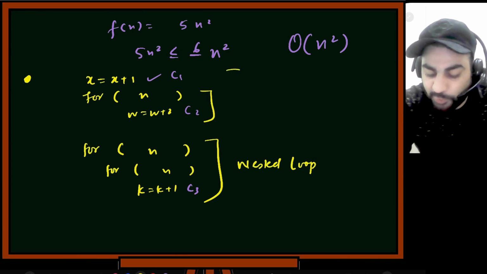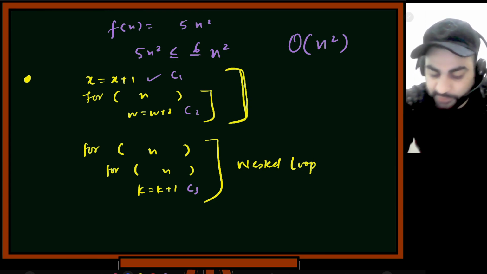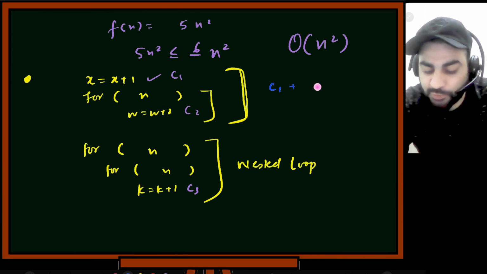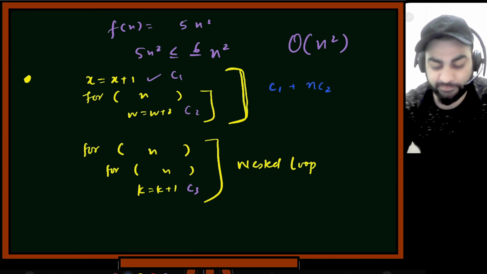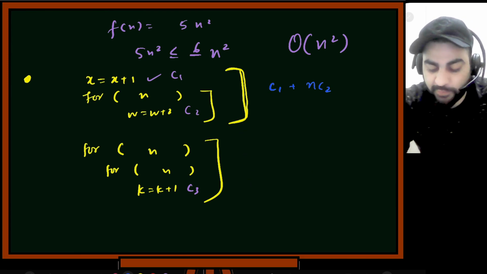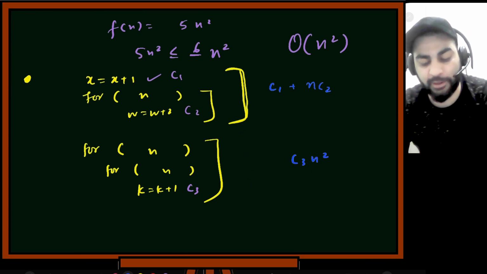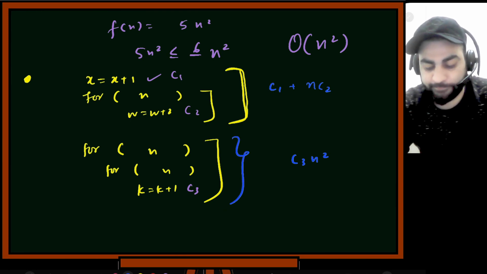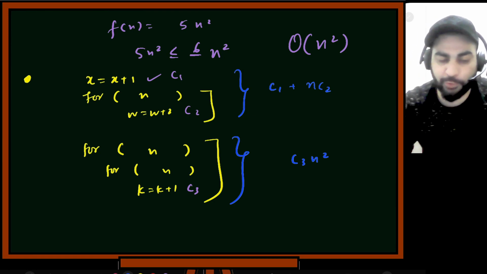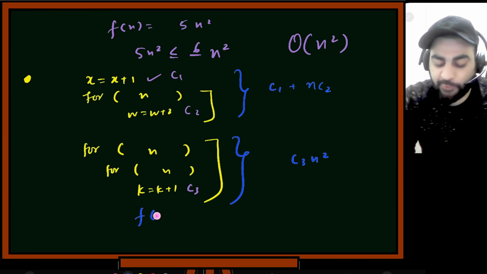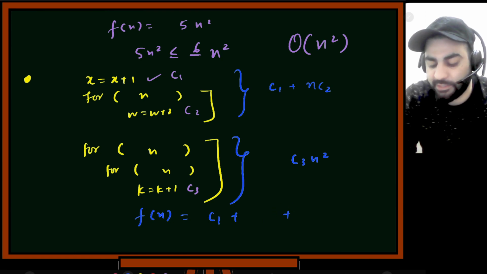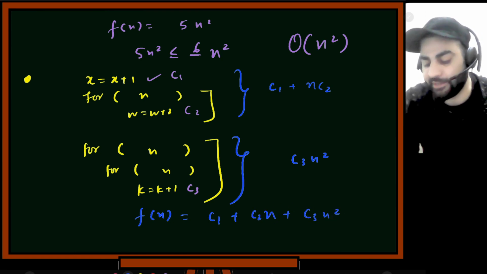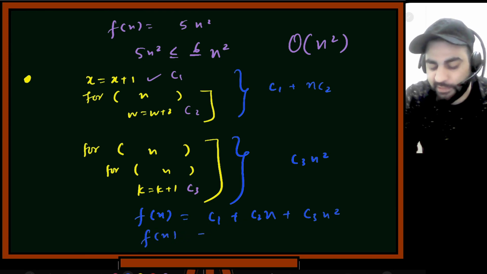Now how much time will this block take? This block will take c1 plus n times c2. Is it clear? And this block will take c3 n square, this whole block. Are you following me? So we can write f of n by just adding these things up: c1 plus c2n plus c3n square. Maybe these are some constant values. Let's give them some values, say 4 plus 5n plus 2n square.